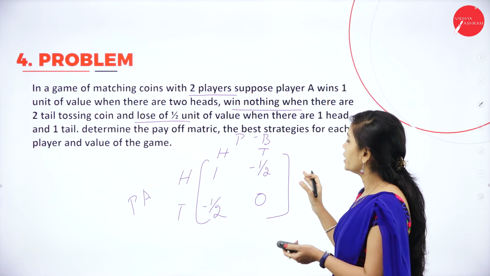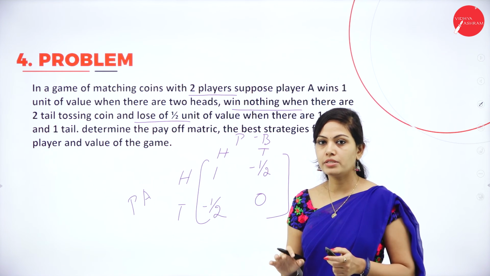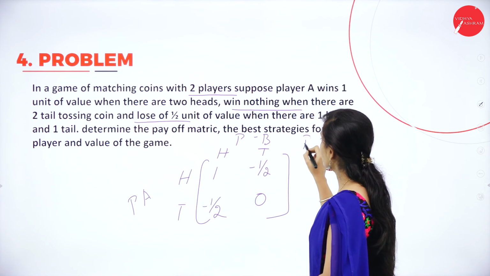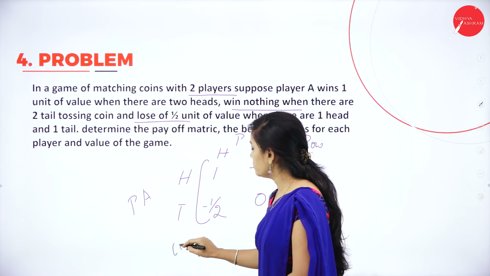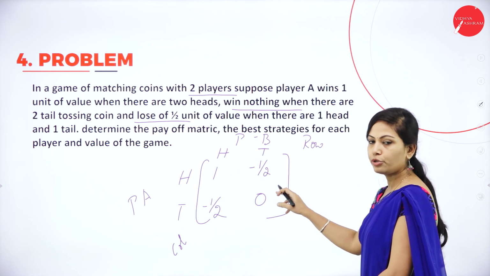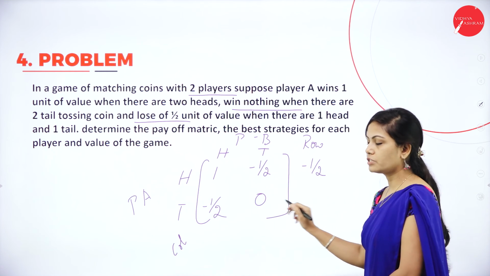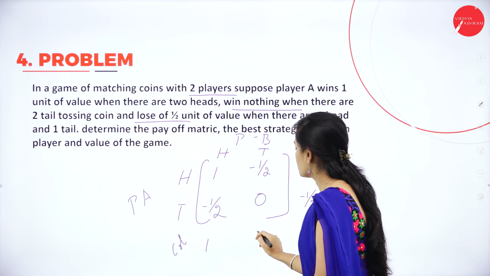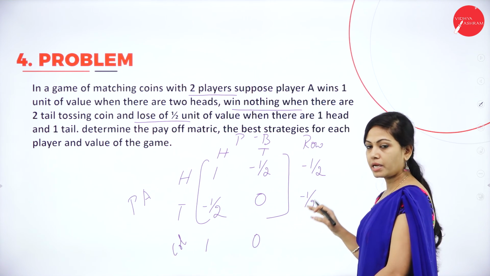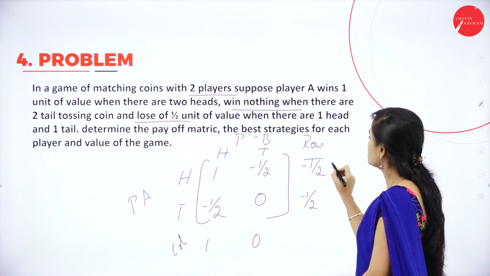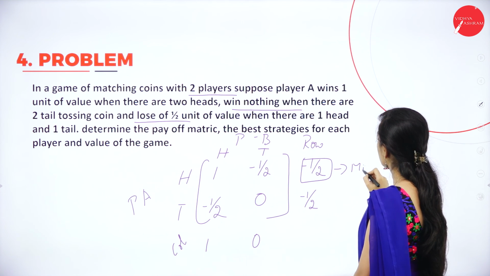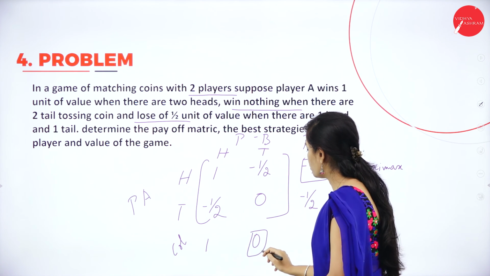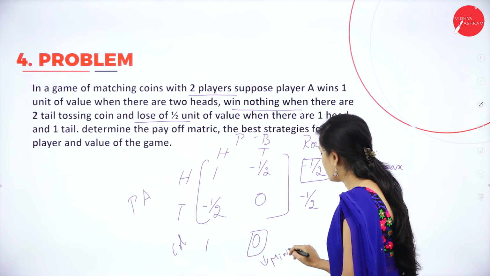So what is the next step? Here you have to find the saddle point. If it is not a saddle point, it is a mixed strategy, right? So by using row minima and column maxima. Here the least value is minus half and the least value is minus 1 by 2. The highest value is 1 and the highest value is 0. You have to find the maximin and minimax values. The maximin value is minus half, and the minimax value is 0.